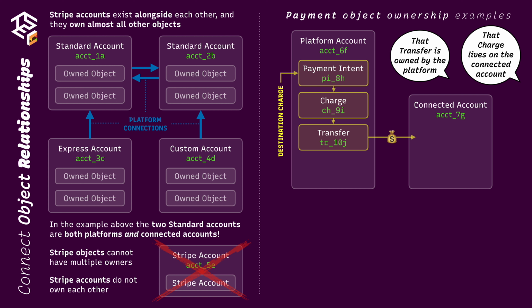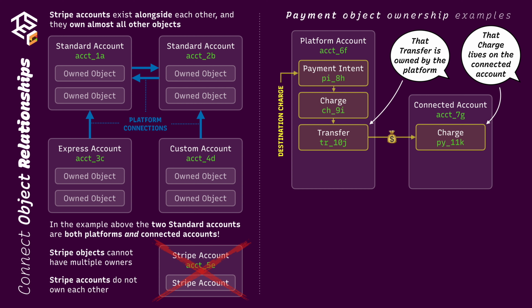The transfer represents the money moving out of the platform account, but what about the other half, where the money comes into the connected account? To represent the other side of the transfer, Stripe creates a charge object on the connected account, which represents the incoming funds. Now we know what it means to say a transfer is owned by a platform, and what it means to say a charge lives on a connected account. Those objects are owned by separate Stripe accounts, as shown in this example.